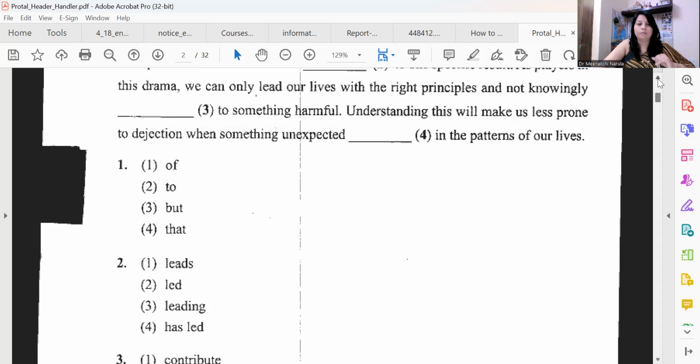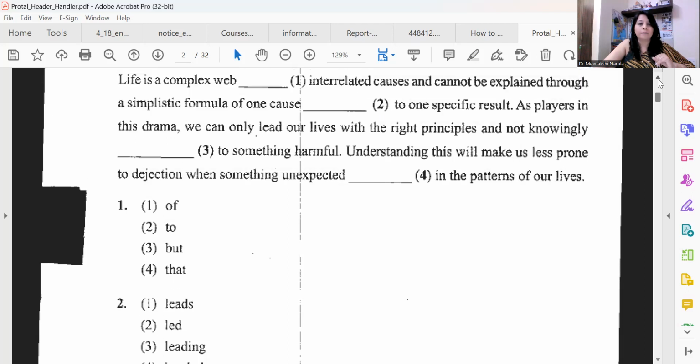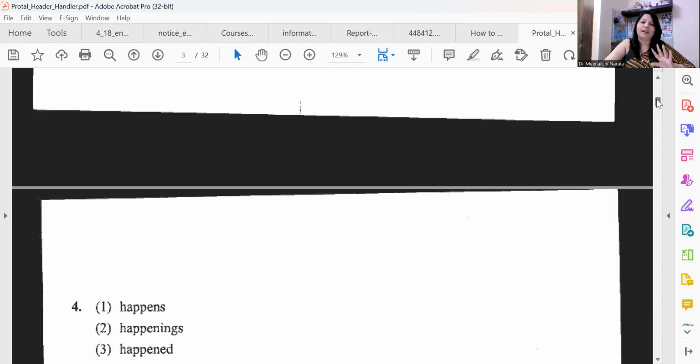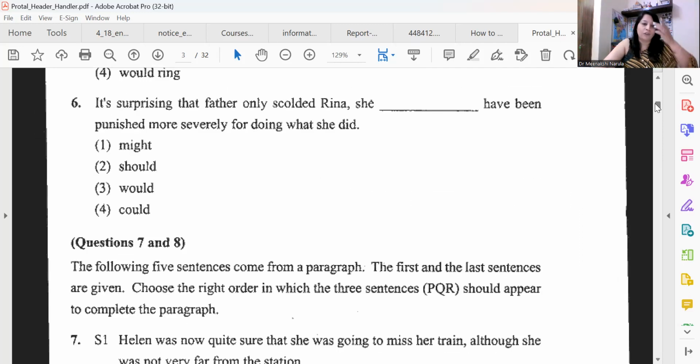Yeah, easy peasy, lemon squeezy, it's so easy. Life is a complex web. Kya aayega bataiye? Web of interrelated causes and cannot be explained through a simplistic formula of one cause. One cause ki baat ho rahi hai, to obviously leads to one specific result. So this is how you can do it. Obviously, main yahan par paper solve nahi kar rahi, aapko sirf bata rahi hun, but let me tell you, it's so easy for you to do.